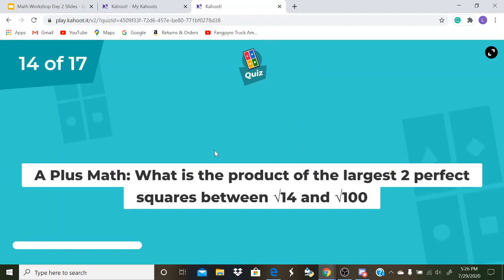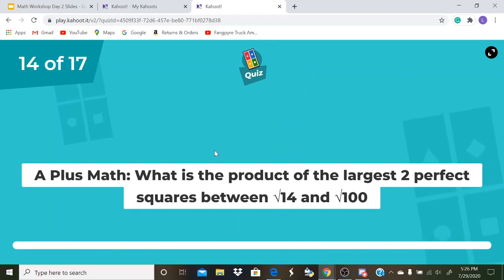Okay, so these questions are for A+ math, so you have more time and you can use scratch paper, but no calculator.